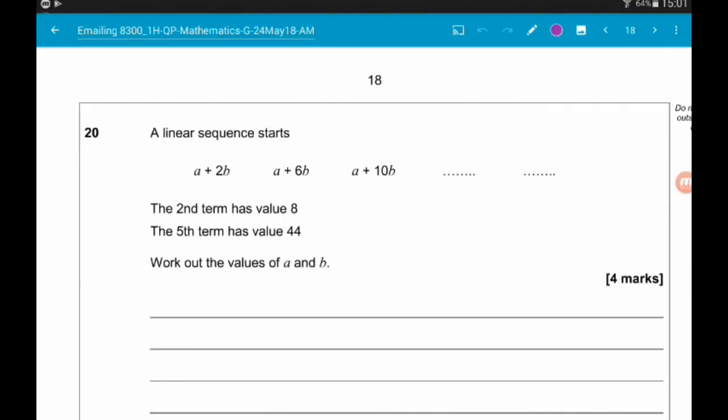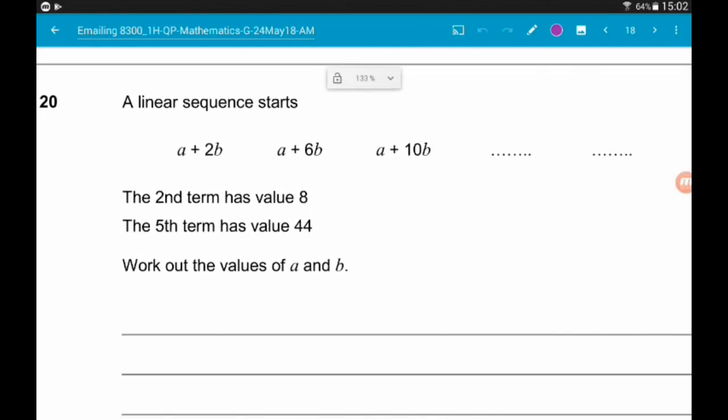Jobs are good. Question 20 says a linear sequence starts a plus 2b, a plus 6b, a plus 10b. So a linear sequence means to get from term to term we are adding the same amount. Now we are told the second term has a value of 8 and the fifth term has a value of 44. We want to find the values of a and b.